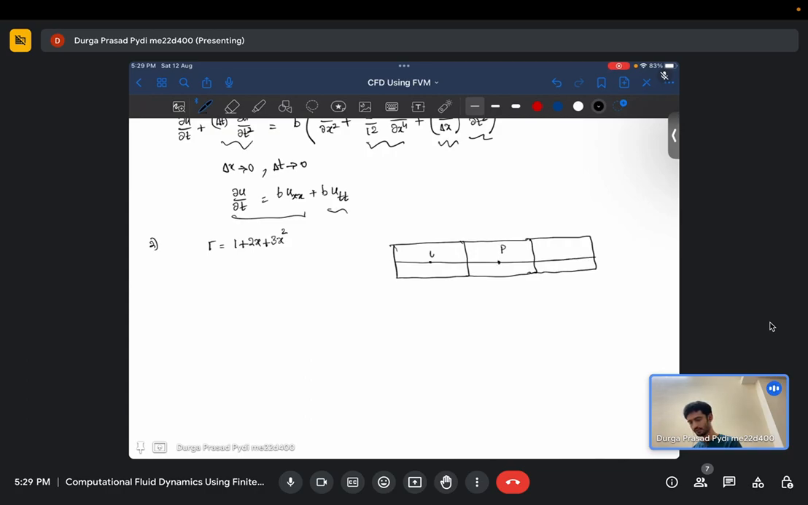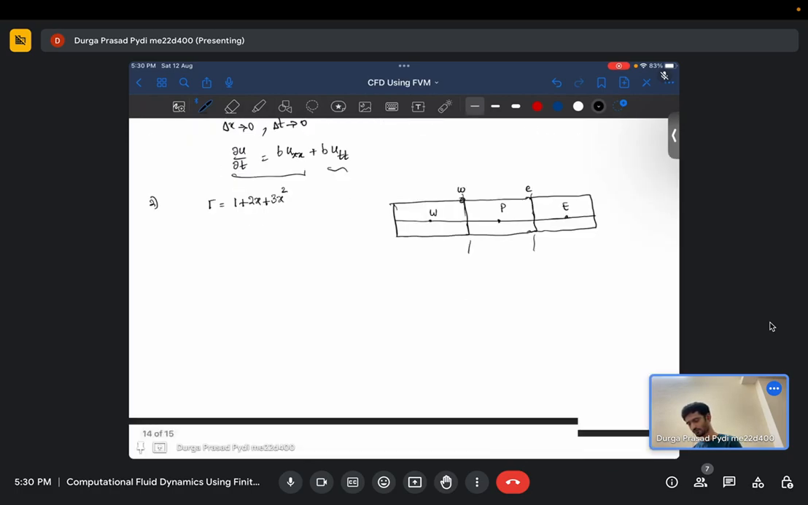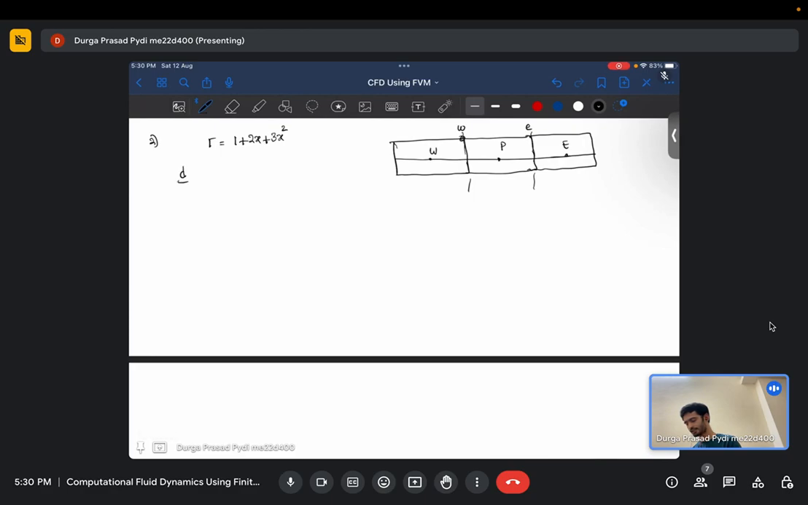This is my current cell, this is my west and this is my east cell. These faces I am denoting by lowercase letters w and e. So this is the west face and this is the east face. The governing equation is essentially steady state heat conduction in one dimension: d/dx of gamma d phi/dx equal to 0.